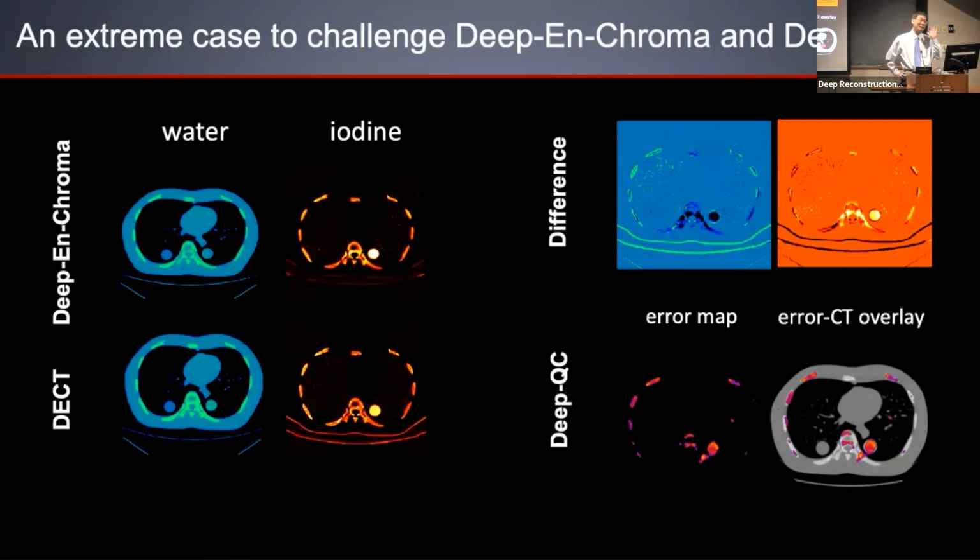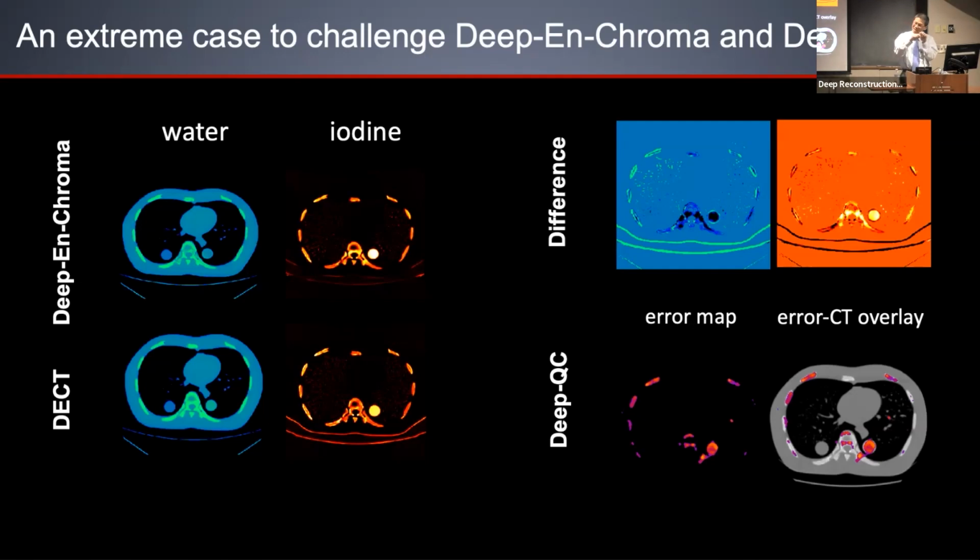I ask them, everything is good, because so far the error is small, but let me create a really strange situation for you. Here is a Lungman phantom. It's a physical phantom. Let's put two physical inserts. One is an iodine-water mixture. The other one is calcium.